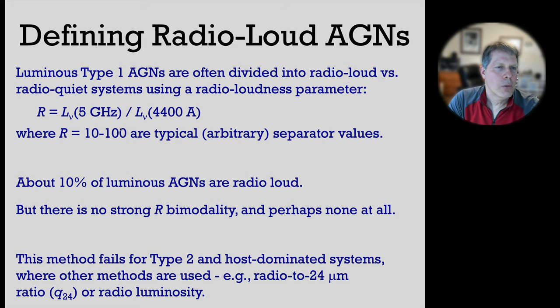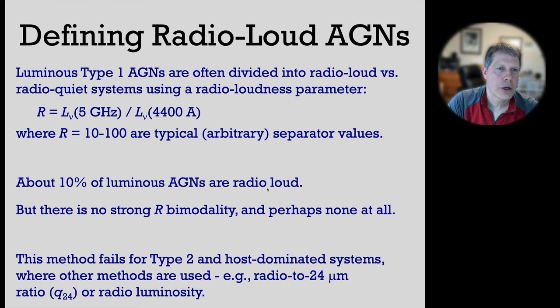And here, values of R in the range between about 10 to 100 are typical, and although admittedly somewhat arbitrary, as I will explain, separator values, where sources above that threshold are called radio loud, and sources below that threshold are called radio quiet. And according to that kind of definition, I believe when you use R of 10, about 10% of luminous type 1 active galactic nuclei are found to be radio loud.